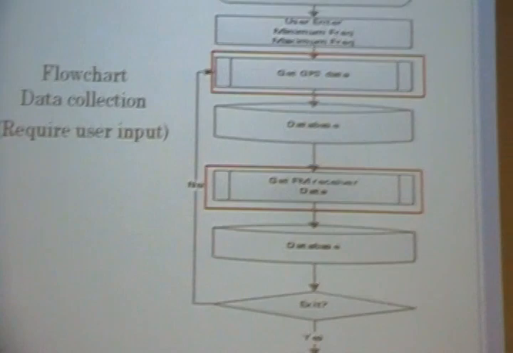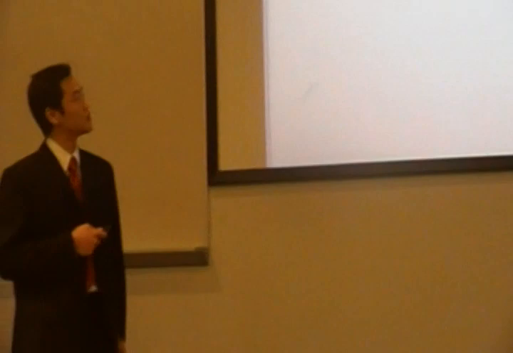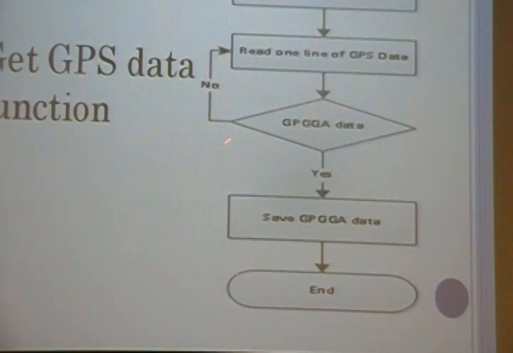And this is a flowchart for our GPS data function. When the program gets into this function, first of all, it will open a com port and read a line from the GPS data string and compare if this GPS data string is location data or not. If not, we will go back and get the next GPS data. If yes, we will save this data and end the function.